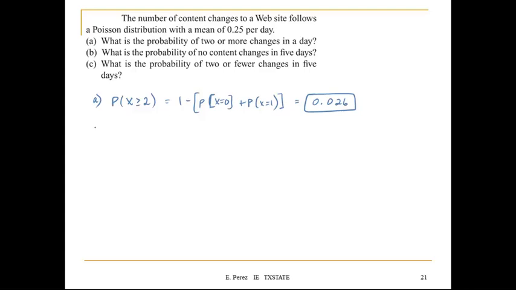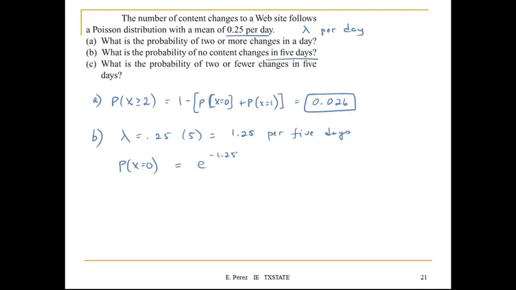What is part B? What is the probability of no content changes in 5 days? Okay, so remember, this lambda is per day. Now the question is asking in 5 days. So you need to modify your lambda. So lambda becomes 0.25 times 5, and that is 1.25 per 5 days. And what is the probability of no content changes? That's the probability of X equals 0, which is equal to e to the minus 1.25, and that is equal to 0.287.